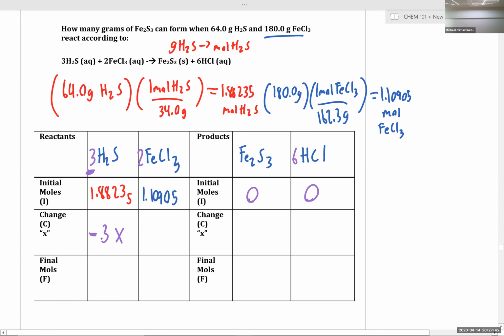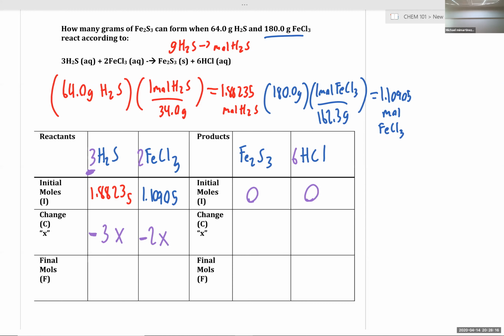Okay. What would the change expression be for iron 3 chloride? Instead of minus 3x, it would be minus, what would the change expression be for iron 3 chloride? Yep, it would be minus 2x. Okay, now you may ask, why is it minus? We are using up our reactant. We are consuming our reactant to generate product.